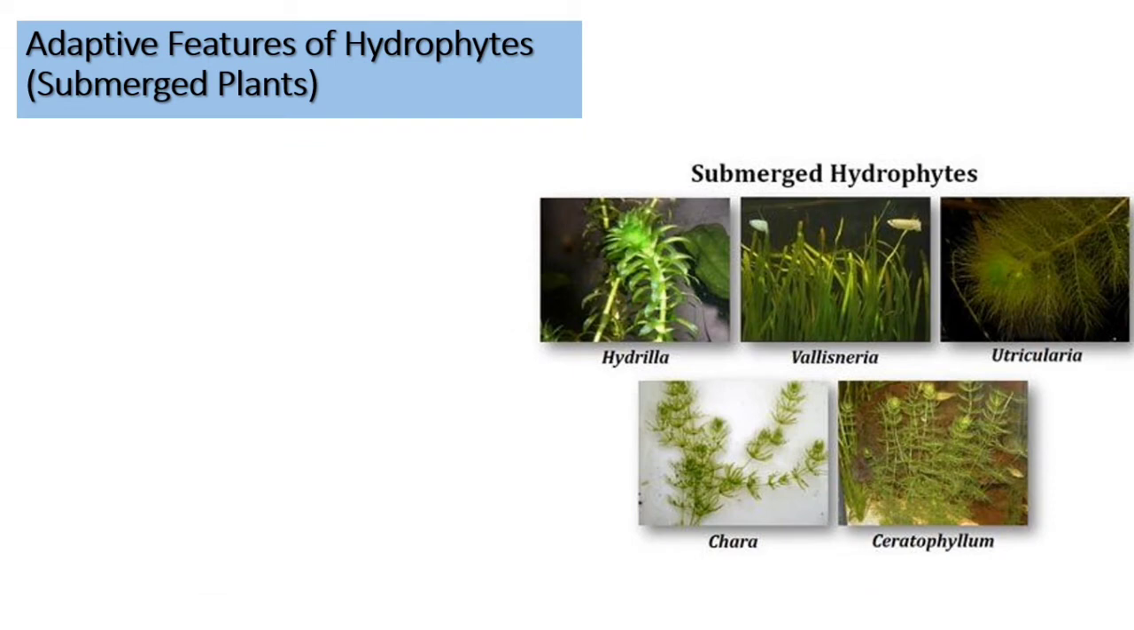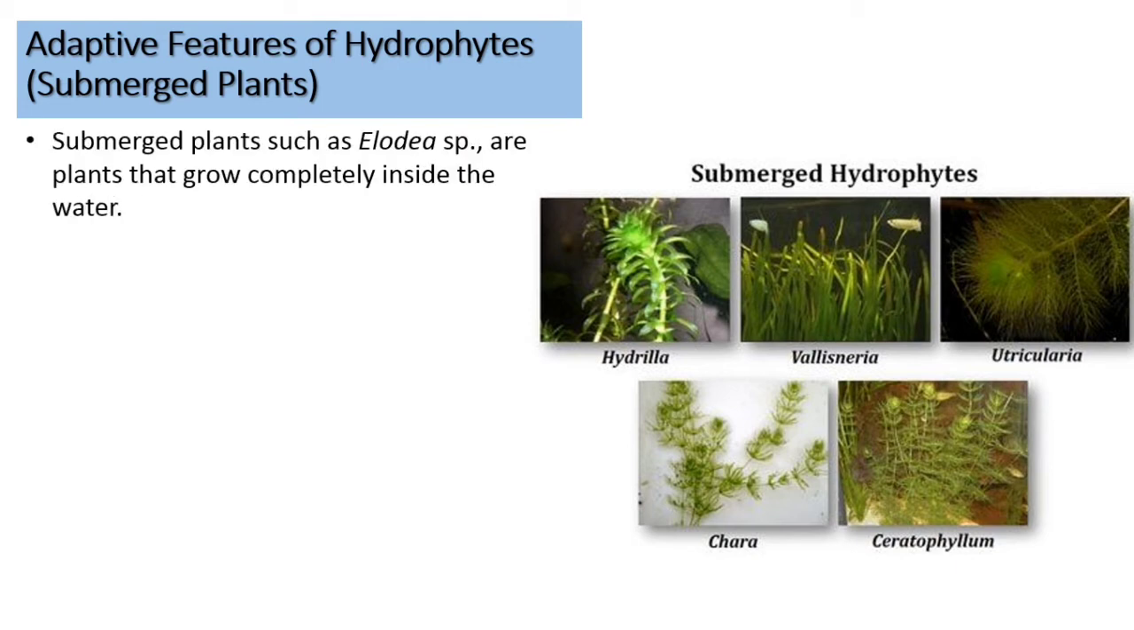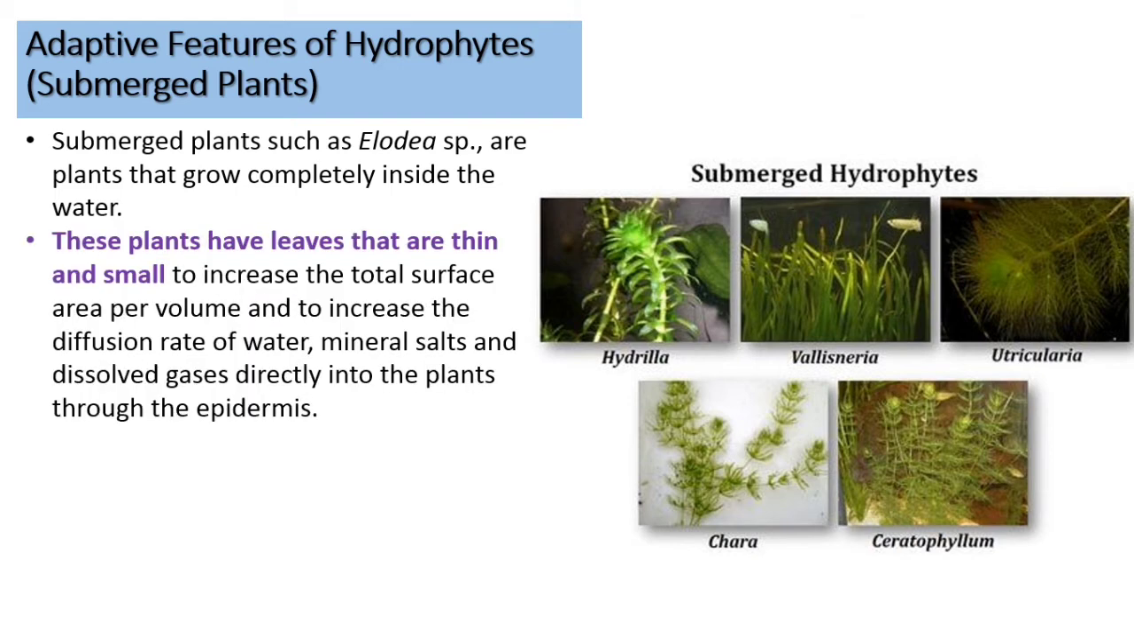Adaptive feature of submerged plants. So these are examples of submerged plants such as Hydrilla, Vallisneria, Utricularia, Chara and Ceratophyllum. Submerged plants such as Elodea or Hydrilla grow completely inside the water. These plants have leaves that are thin and small. This structure increases the total surface area over volume ratio, to increase the diffusion rate of water, mineral salt and dissolved gas directly into the plant through the epidermis.